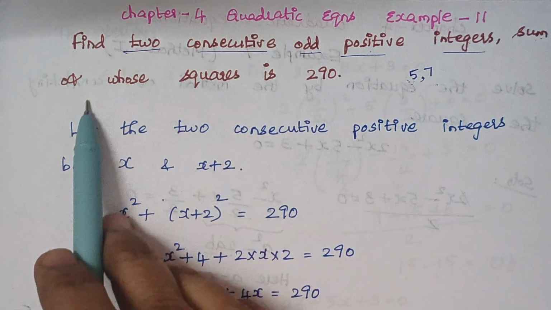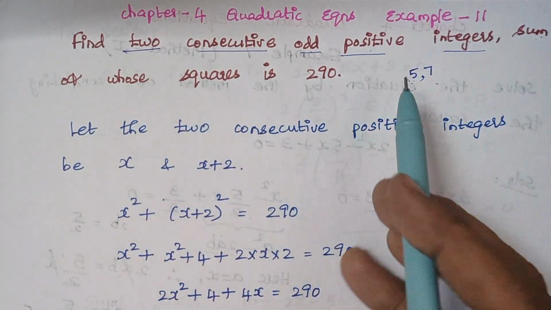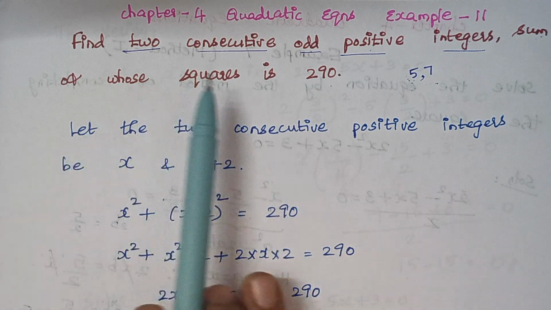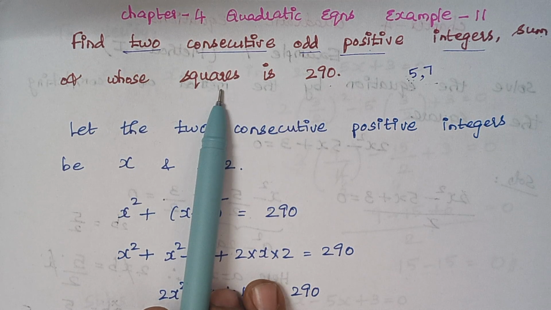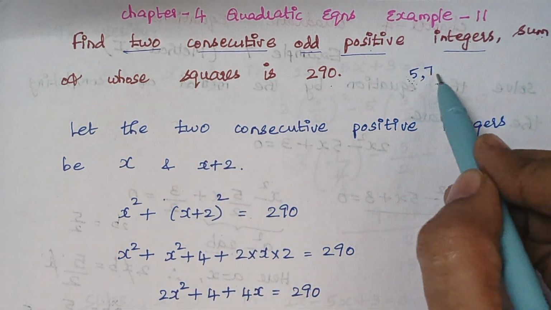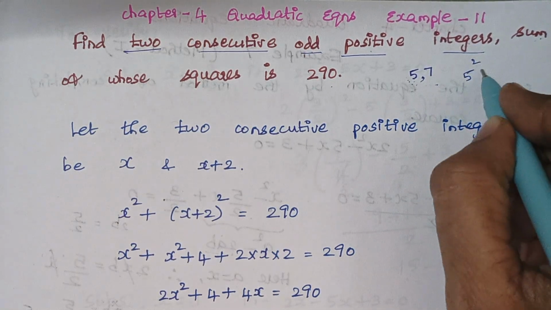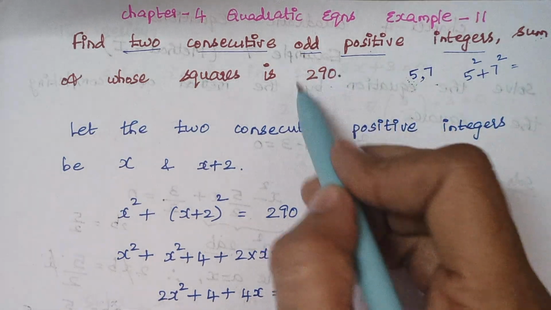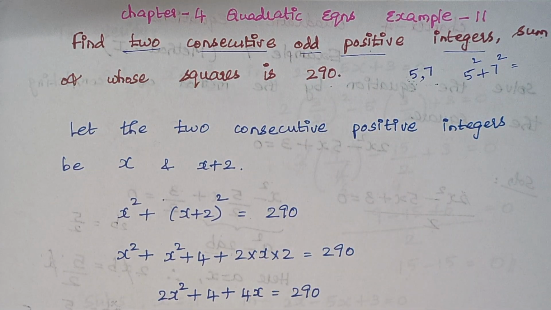Now, sum of whose squares is 290. So we have to select two consecutive odd integers and take the sum of their squares. You have to square those numbers, then you have to add. For example, if these are the two numbers, you square them and add, and here the sum value is given as 290. Am I making the problem clear? So now we have to find those two consecutive odd numbers.